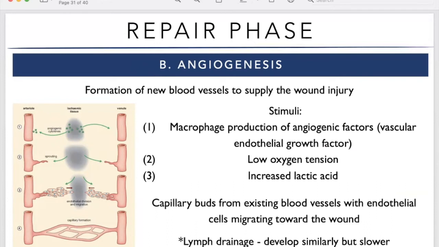They usually start as capillary buds, right? They sprout from an intact blood vessel, right? And the endothelial cells would slowly migrate toward the wound, and these endothelial cells will form the new blood vessels. And of course, when we talk about arteries and veins, we have to talk about lymph drainage. Okay, they would develop similarly to blood vessels, but a little bit slower.